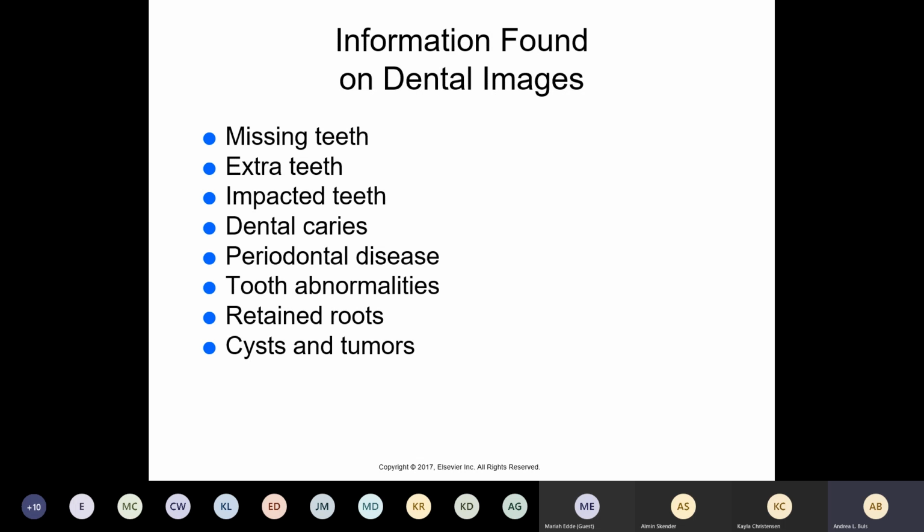Information found on the dental images, we can determine if there are teeth that are missing, if a patient has supernumerary teeth or extra teeth, impacted teeth that we can't see by looking in the mouth, which the number one thing we find are third molars, dental caries or decay, perio disease, any abnormalities with the tooth. Lots of times on older people or people that have had a high decay rate, we'll find retained roots that have kind of been covered up by gum tissue and they don't even realize they're there anymore. Possibly cysts and tumors like the image that I showed you.